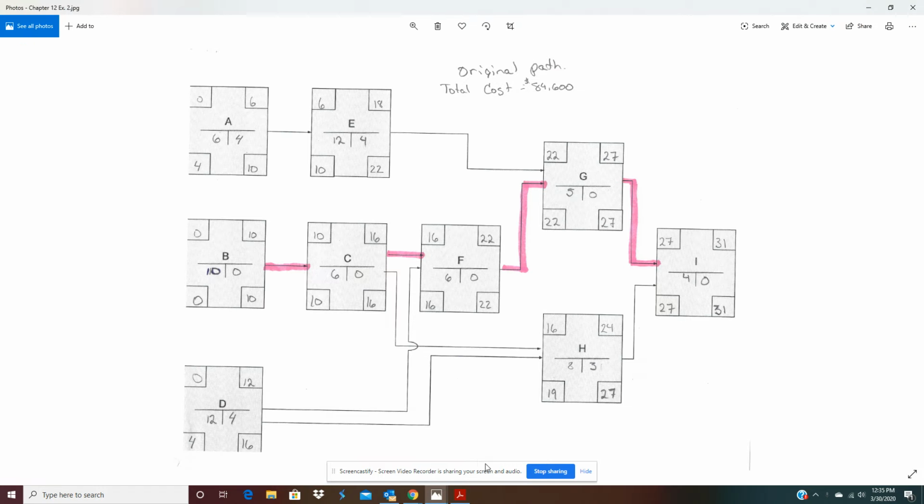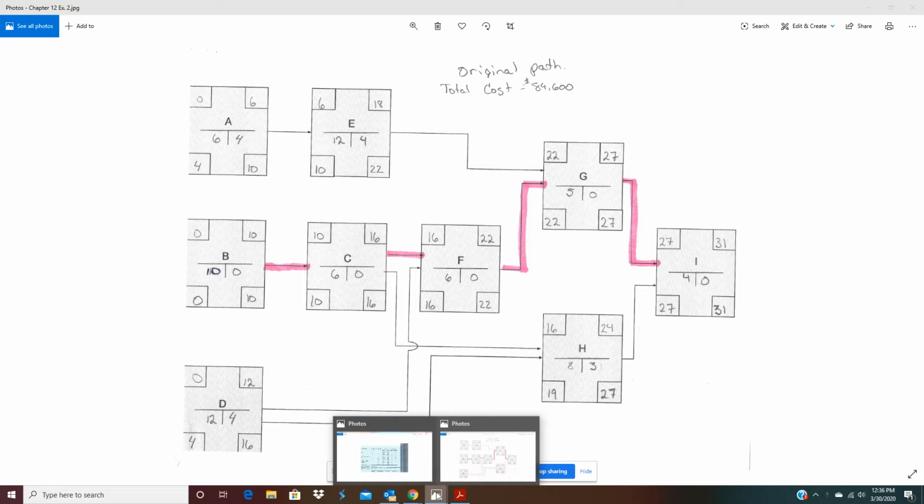All right, so I'm going to go over with y'all how to work Chapter 12, Exercise 2. You had activities A through I, and you were supposed to do a forward and backward pass. So here's the first. If you did your forward and backward pass, this is what you should have. Then I put a pink line showing you what the critical path was. That's anything with zero float.